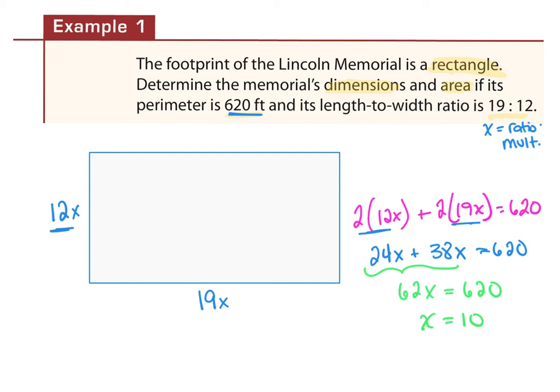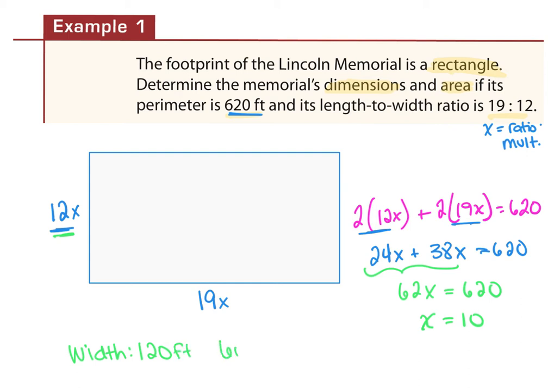Now, this is going to help me find my dimensions, right? Because if I know that my width is 12 times x, and I know what x is, how do I find my width? Just multiply. My width is going to be what? 12 times 10, 120, right? Does everybody agree? What are my units? Inches, yards, feet, miles. There we go, it's feet.